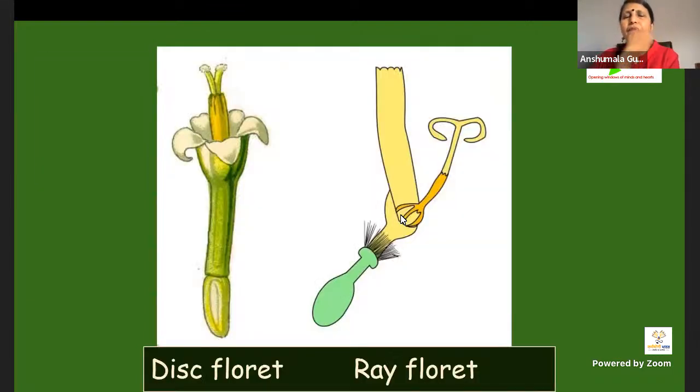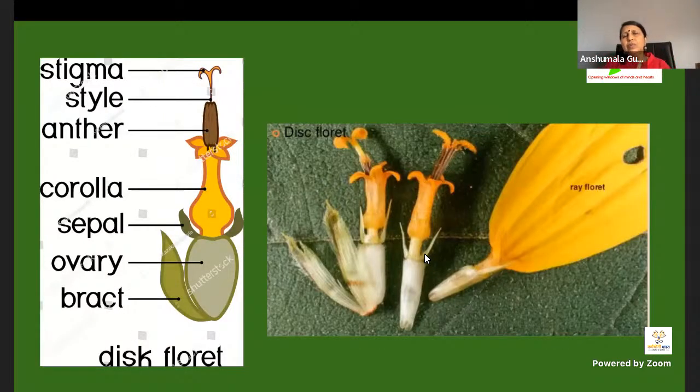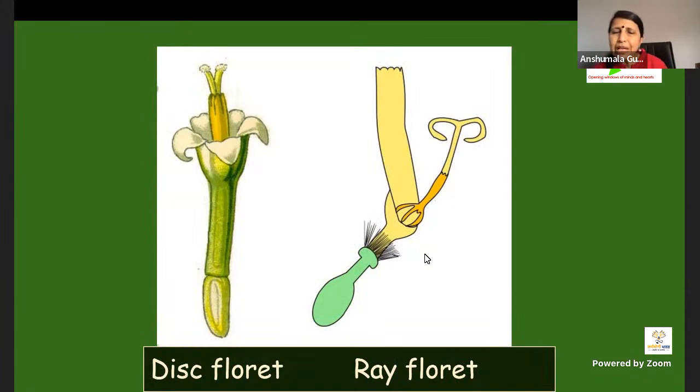If you understand this diagram, I'll leave this diagram on screen. Maybe I can leave this one, or yeah, this one is the clearest actually. And then you can open up the composite flowers you have and try seeing if you can see anything. All right.